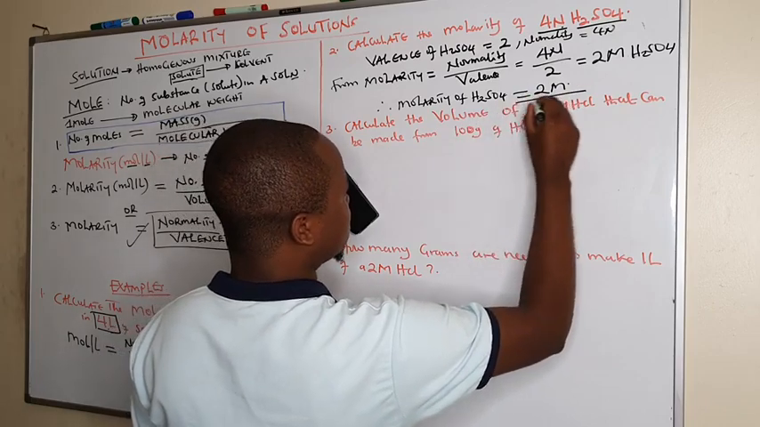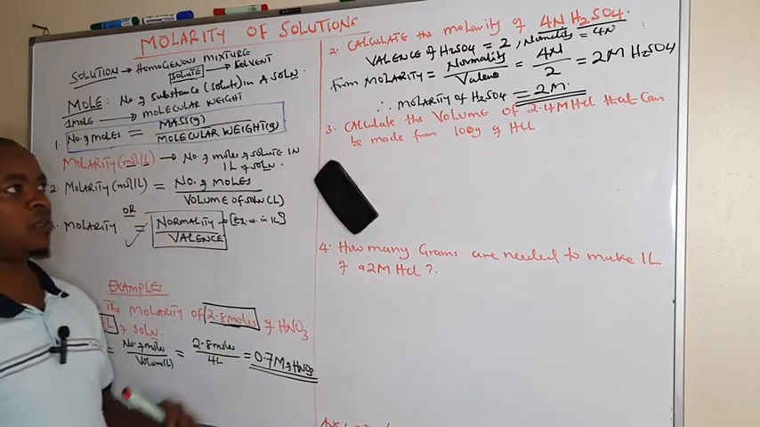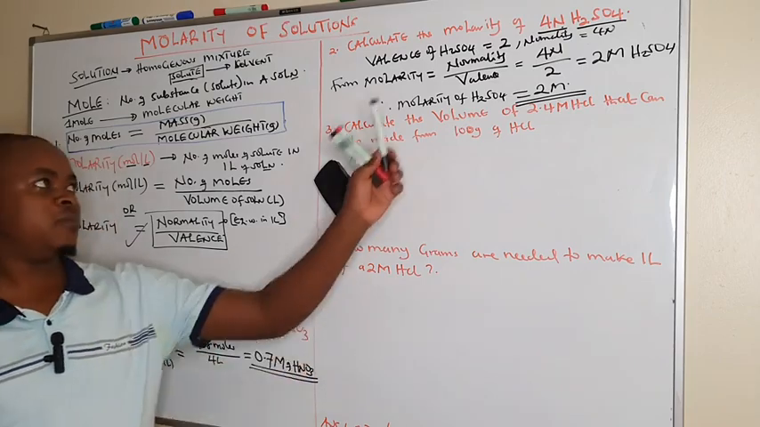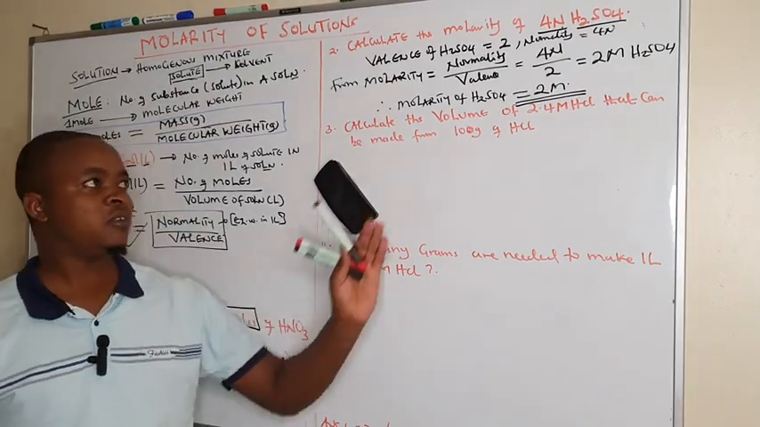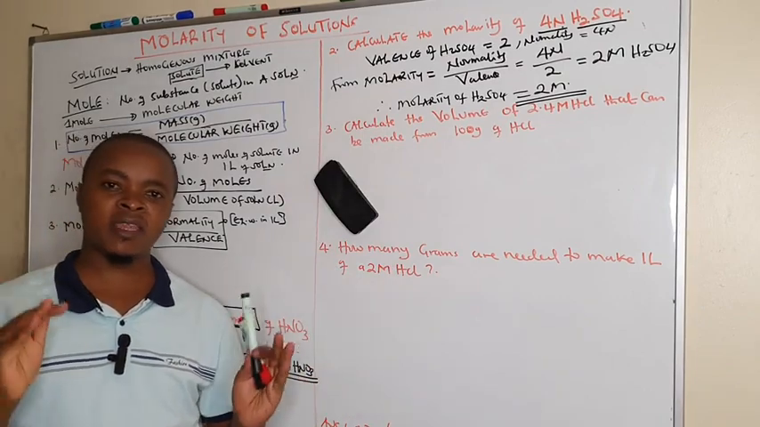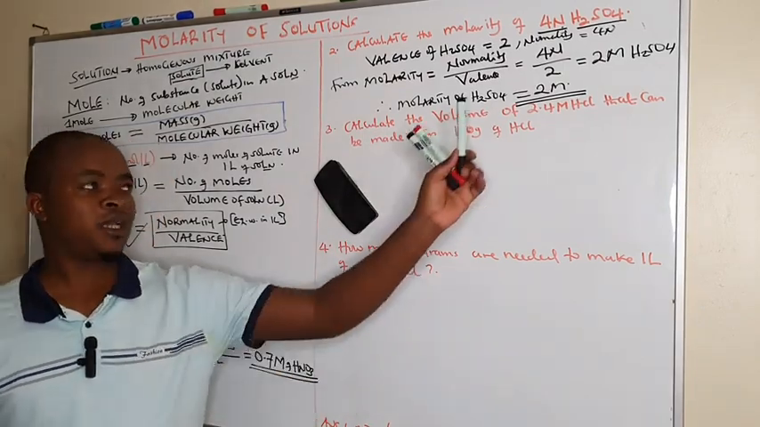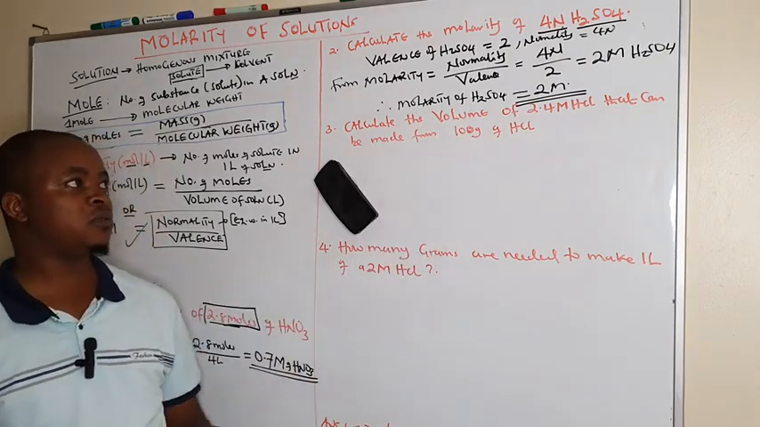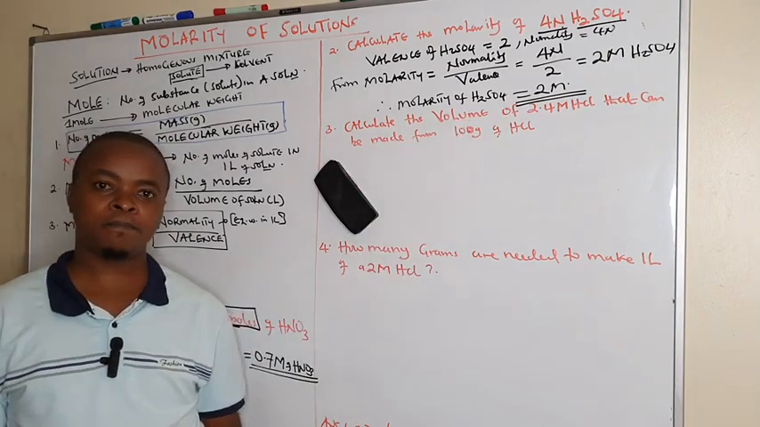This becomes the final answer, because we know that to get molarity, you get normality and divide by valence, which is the combining power of an element, whereby in sulfuric acid it is 2. So you get 4, you divide by 2, and you get 2 molar as the answer.